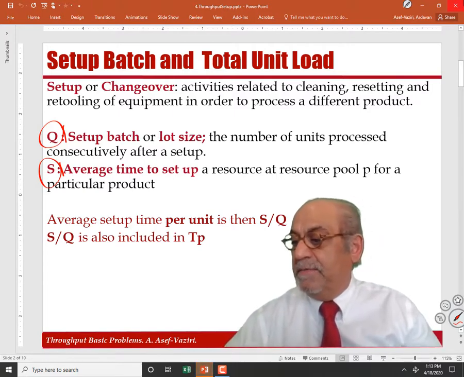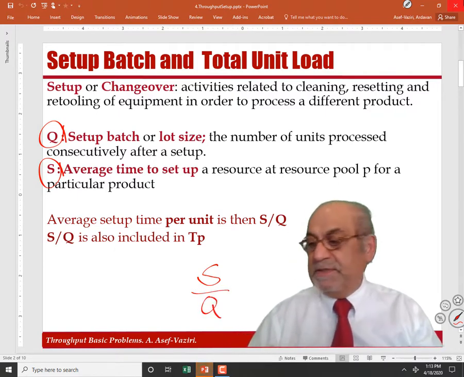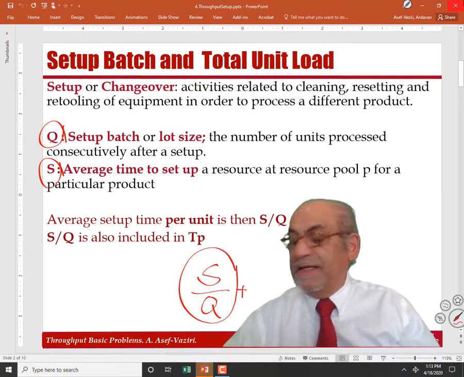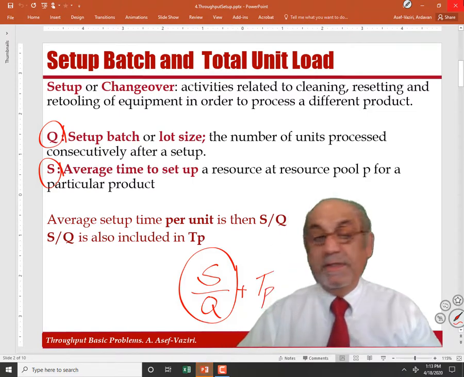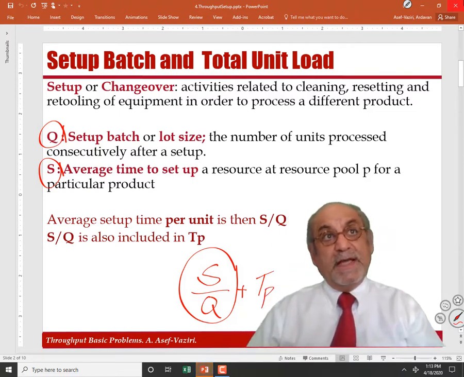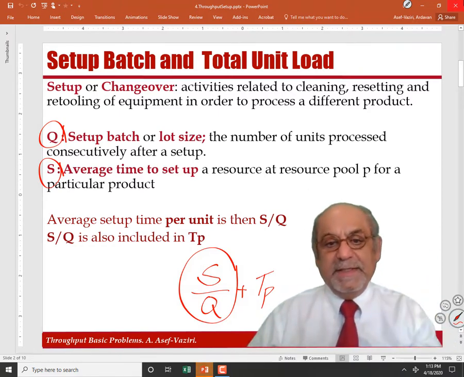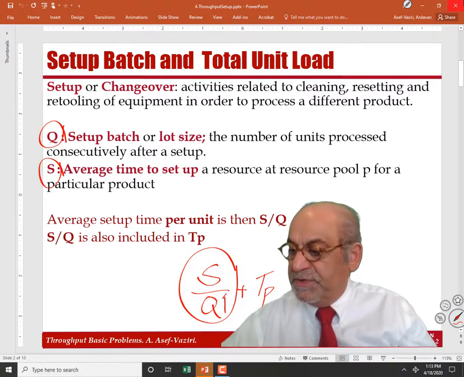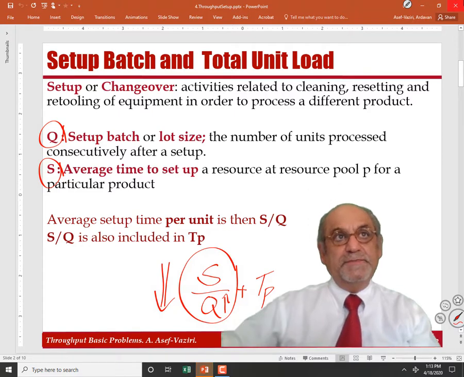But then, because I spend this much time on producing this many units, this total time is added to the actual time of producing each part or handling each activity. The larger the Q, the smaller the S divided by Q.